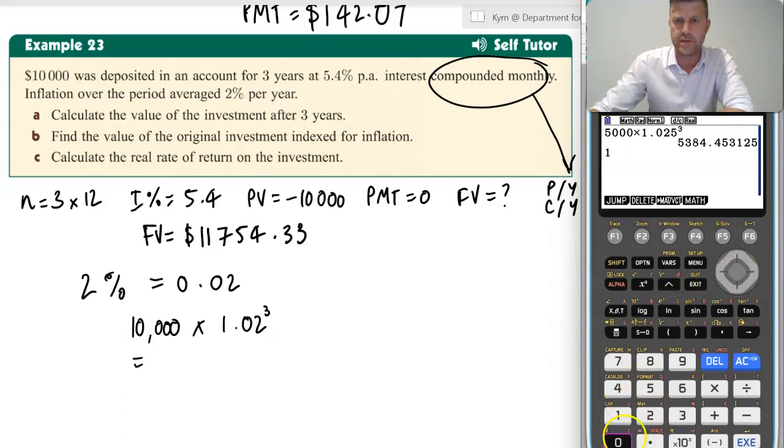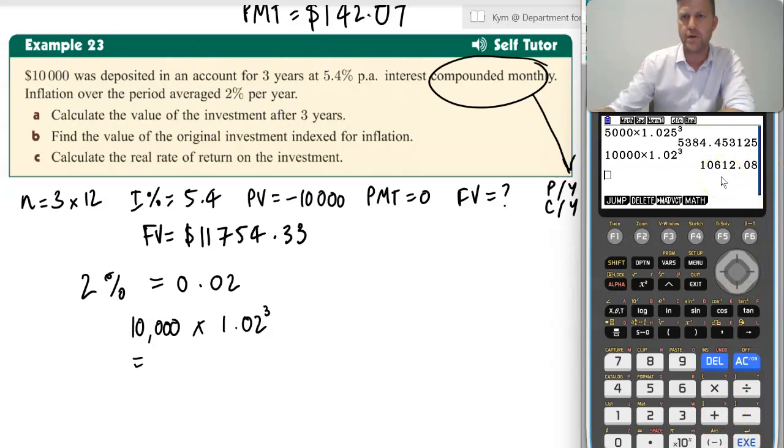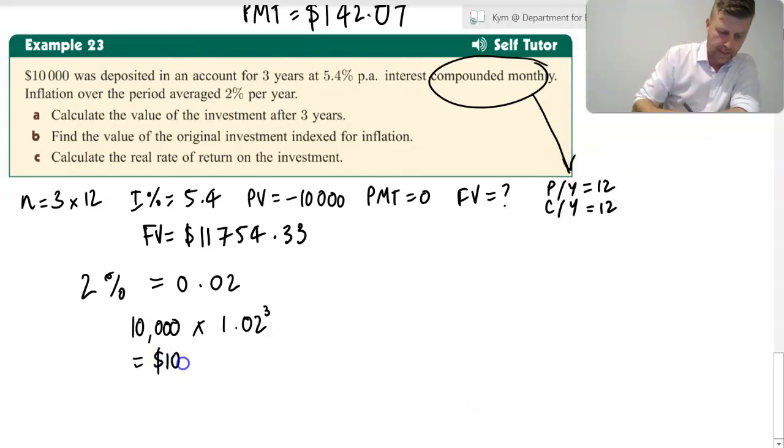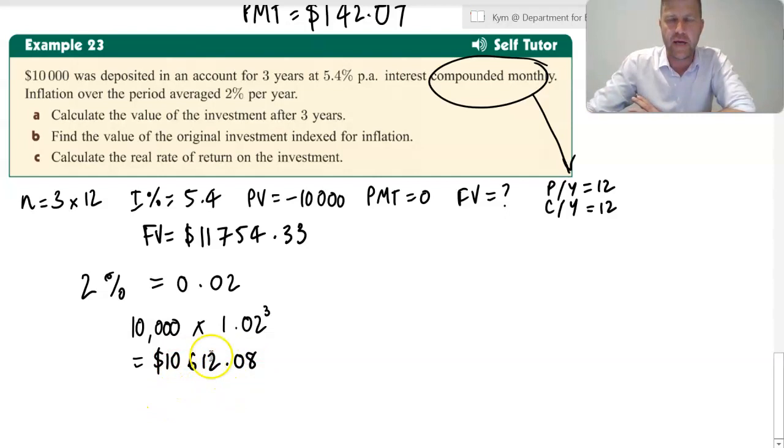So again, back within our run function, you can do that one. So it becomes $10,000 this time, times by 1.02, again to the power of 3, which in this case is $10,612.08. So basically what that means is that based on those numbers, 2% inflation per annum or per year for 3 years, that $10,000 today, for example, would have the same buying power as $10,612.08 in 3 years' time.